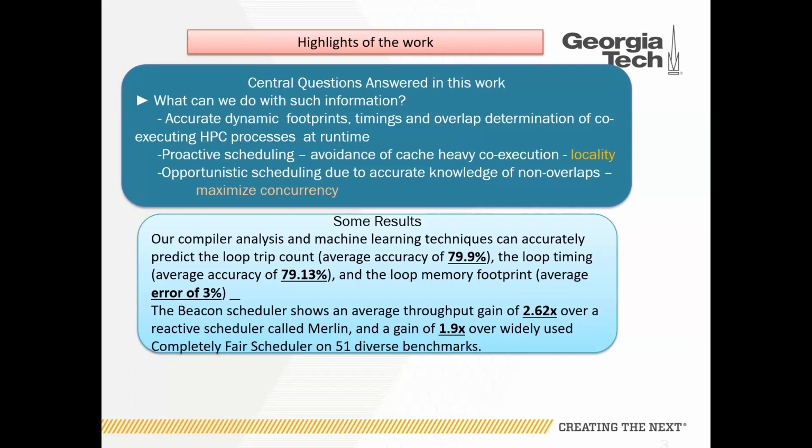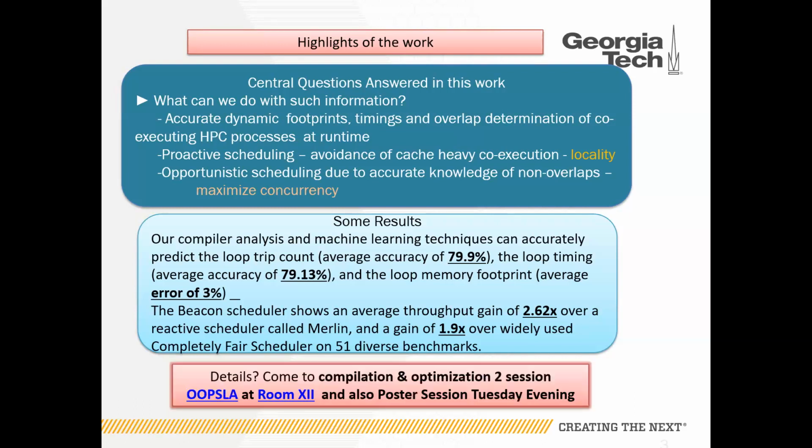So what is at the heart of this? The heart of it is the accuracy of prediction of dynamic trip counts. We have about 80% accuracy there, and similar accuracies on the memory footprints and so on, and therefore the cache activity is very accurately managed because of this information. Well, those were the highlights.